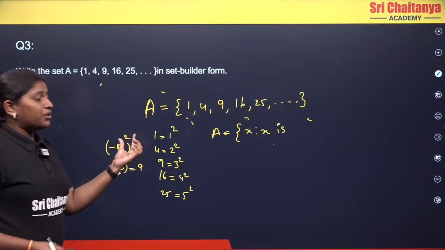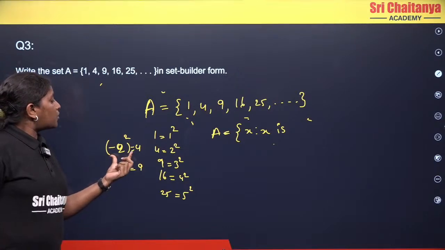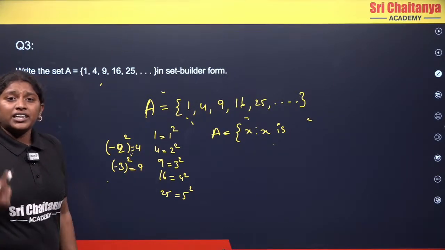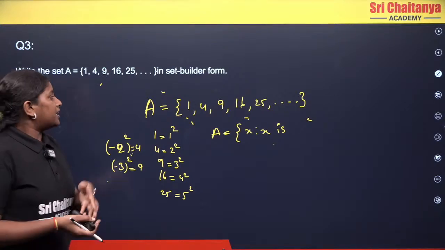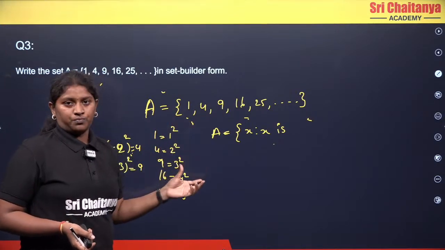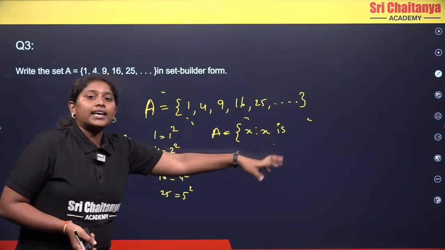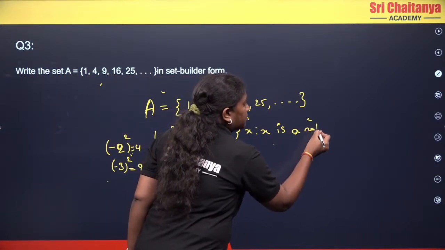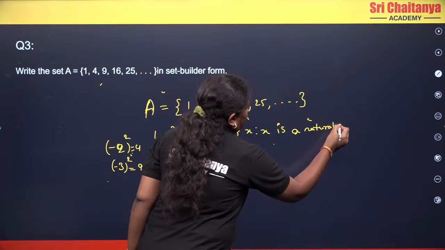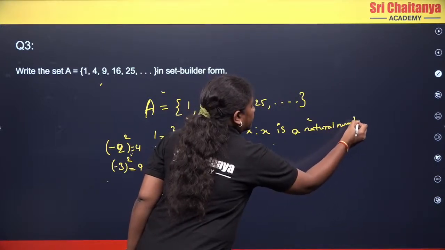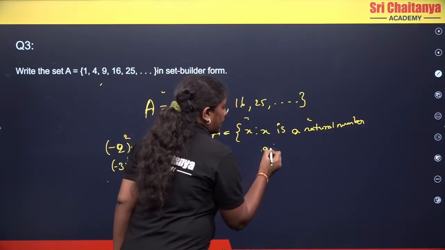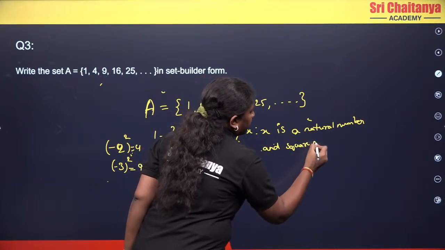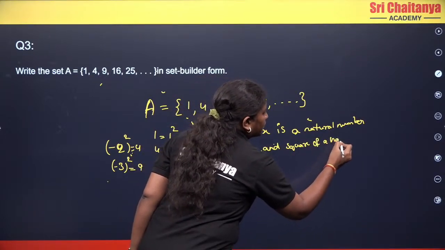Because we will get a doubt that minus 2 whole square will be 4 and minus 3 whole square will be 9. But coming to the integers, we are having 0, and in the given set, we are not having 0. So here clearly x is a natural number. So we are going to take x is a natural number and the square of a natural number. Okay.